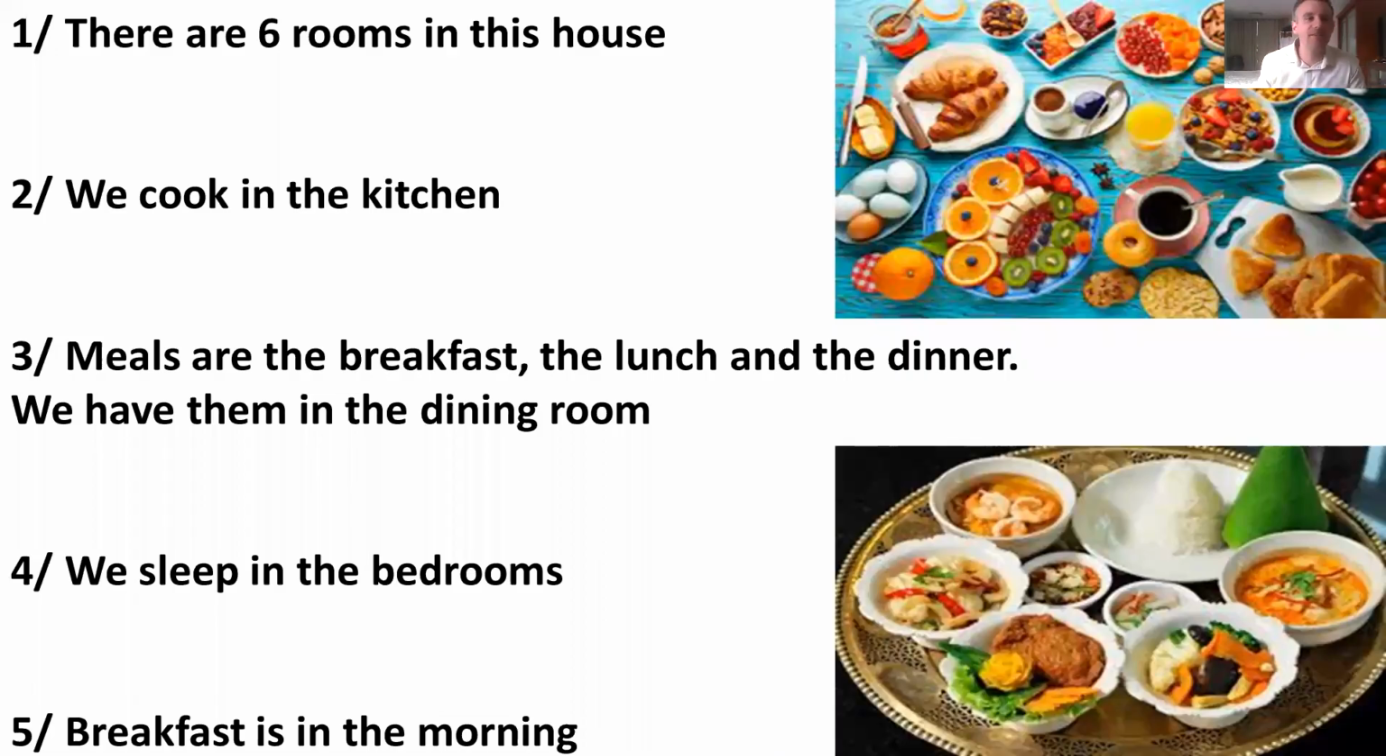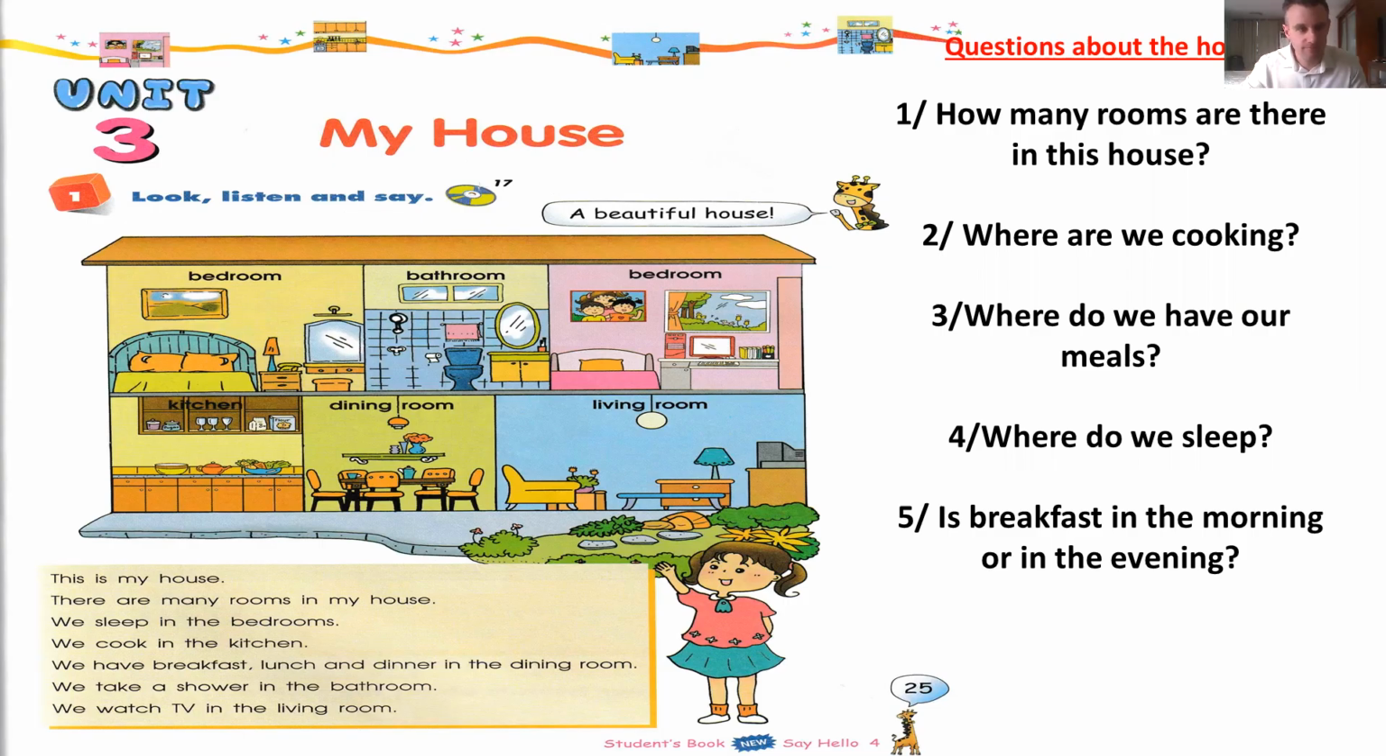Okay, so we start. There are 6 rooms in this house. 6 rooms. Okay, let's take a look on that. 1, 2, 3, 4, 5, 6. Okay, let's talk about this. You repeat after me. Bedroom, bathroom. Be careful with your tongue and your teeth. Bathroom. Bedroom. Kitchen. Be careful. Kitchen. Dining room.